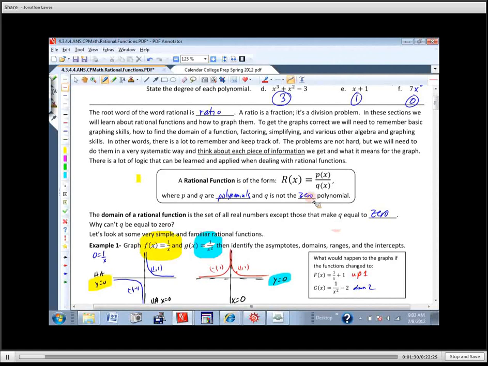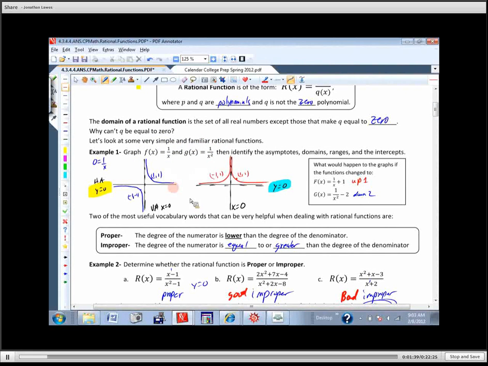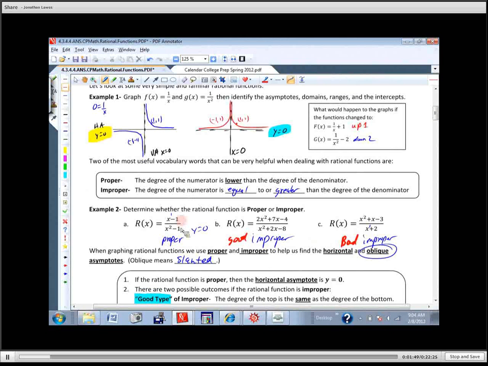So we did some really easy ones that we're already familiar with. We did 1 over x, the reciprocal function, and the reciprocal square function. Graphed those. Notice that they both had vertical and horizontal asymptotes. Talked about domain and range and all that sort of stuff. And then we talked about proper and improper. So we were just looking at degrees.